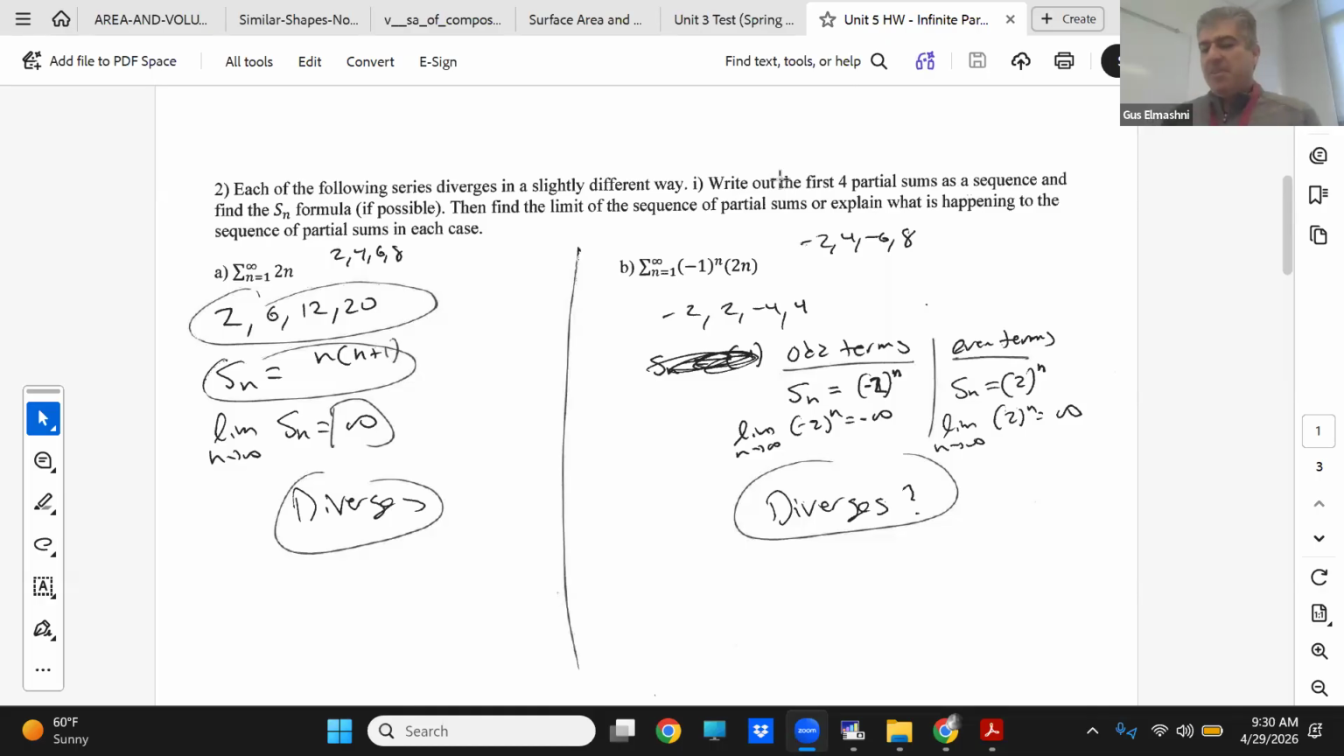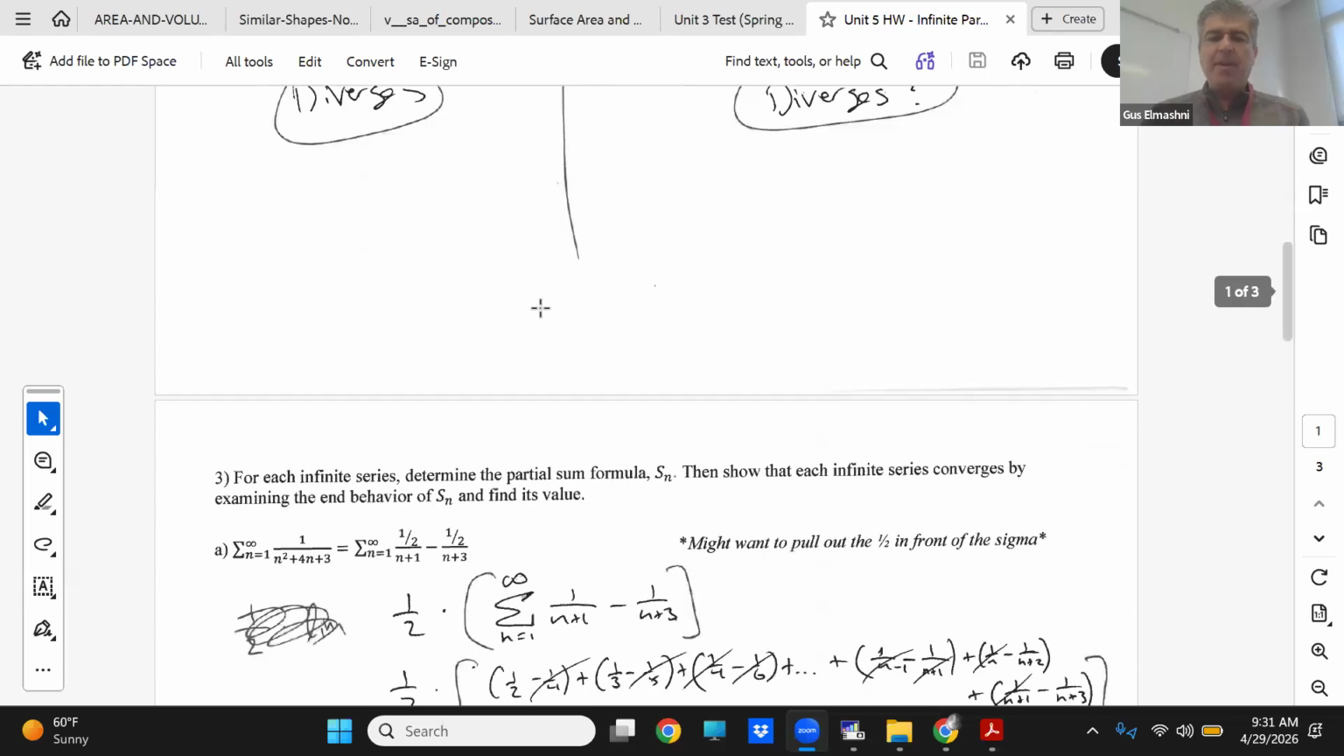Anyhow, I would say this would diverge. I mean, obviously, every odd term goes towards negative infinity, and every even term goes towards positive infinity. But ultimately, if you just think about what the partial sums are and what happens, I don't see how this would ever converge to anything. So anyhow, we'll keep moving.